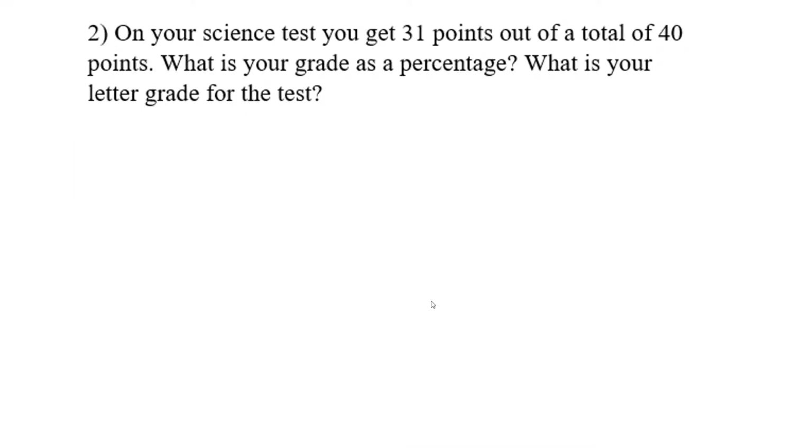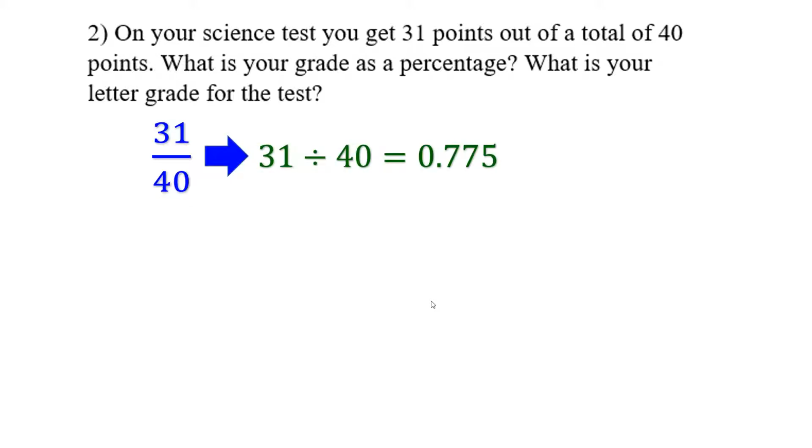Please try number 2. On your science test, you get 31 points out of a total of 40 points. What is your grade as a percentage? What is your letter grade for the test? So we have 31 out of 40 points. We're going to do the division step. 31 divided by 40 will equal 0.775. Multiply by 100 to convert that to a percent. So now we have about 77.5%. And to get the nearest whole percent, we round the 7 up because 5 or greater means it rounds up. And this would be a C+.